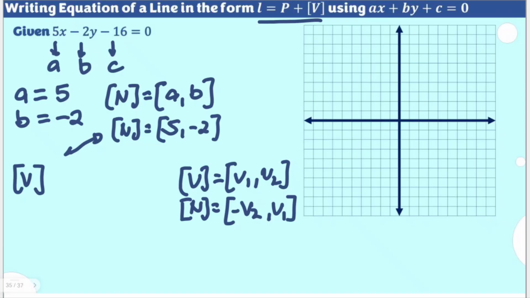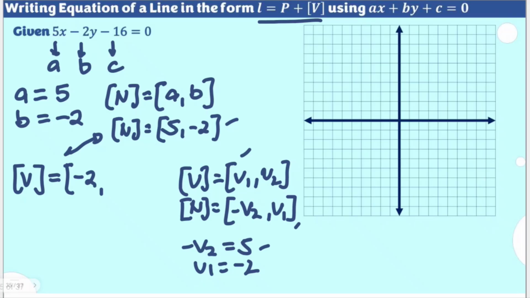So in determining vector v, we simply need to look at this relationship. Meaning, negative v sub 2 is 5 as given here, and v sub 1 is negative 2. So v sub 1 is negative 2, and v sub 2 is identified as negative 5. In short, the direction vector of the line with equation 5x minus 2y minus 16 equal to 0 is negative 2 and negative 5. So we are done with our vector v.